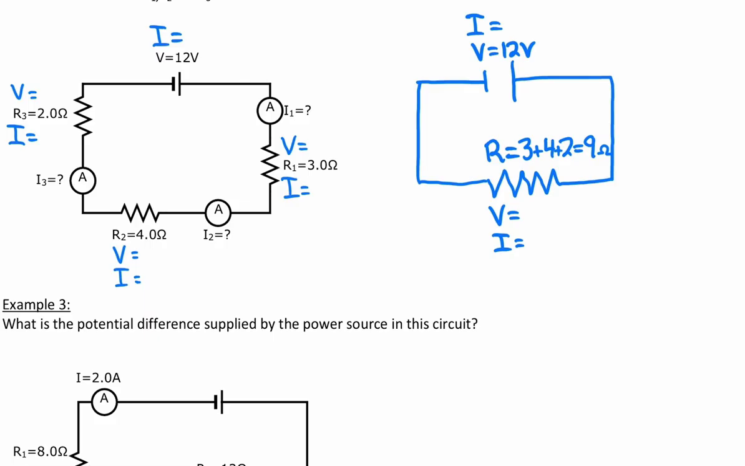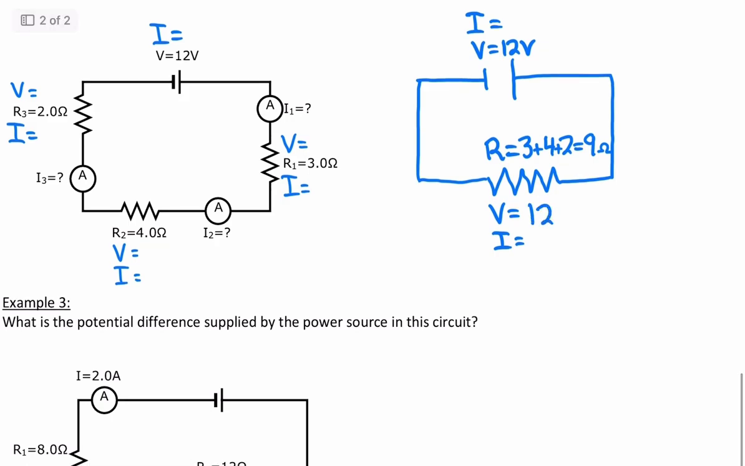Now, because I've just got one resistor, I can see that it's also going to have 12 volts. If the chairlift brings me up 12, and I've only got one run before I get to the bottom of the chairlift, that one run is going to have to bring me down 12. So those voltages will match.